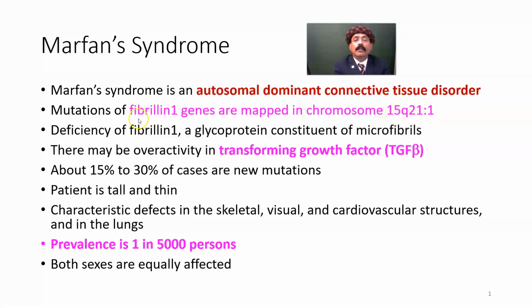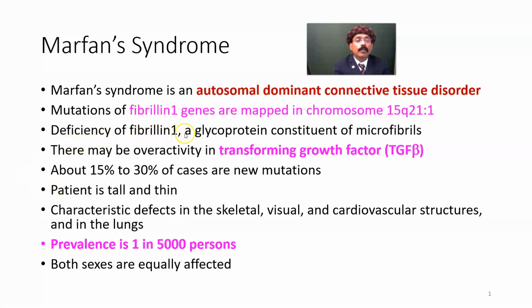The gene that is mutated is the fibrillin 1 gene, and this is an autosomal dominant connective tissue disorder. So if either parent has the defective gene, there is a 50% chance that the couple's children will have Marfan syndrome.